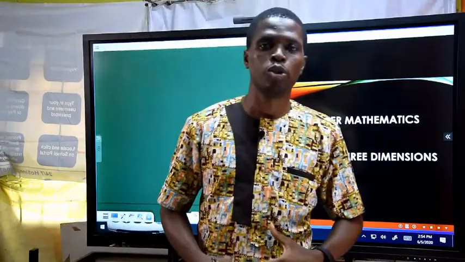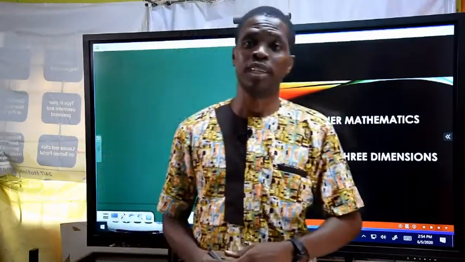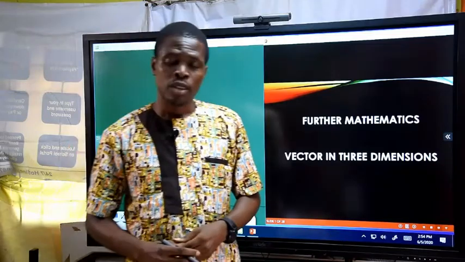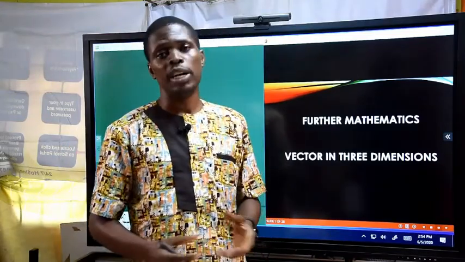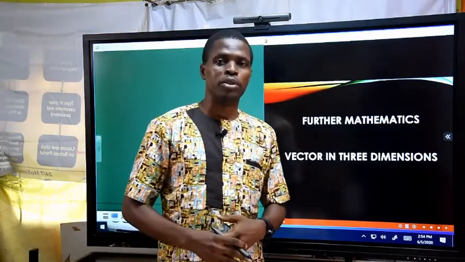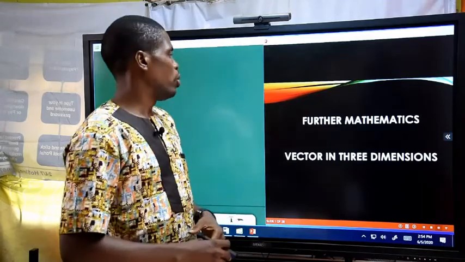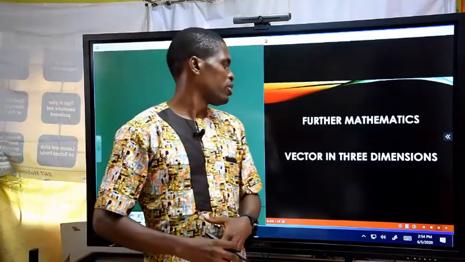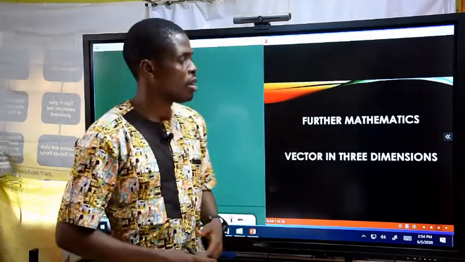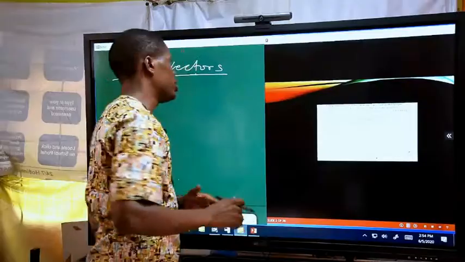So we are going to be looking at the second aspect of vectors that we treated earlier. We talked about vectors in 2 dimensions in our previous class. But in this class, we are looking at vectors in 3 dimensions. We have discussed 2D vectors, where we talk about the i and j components of a vector.